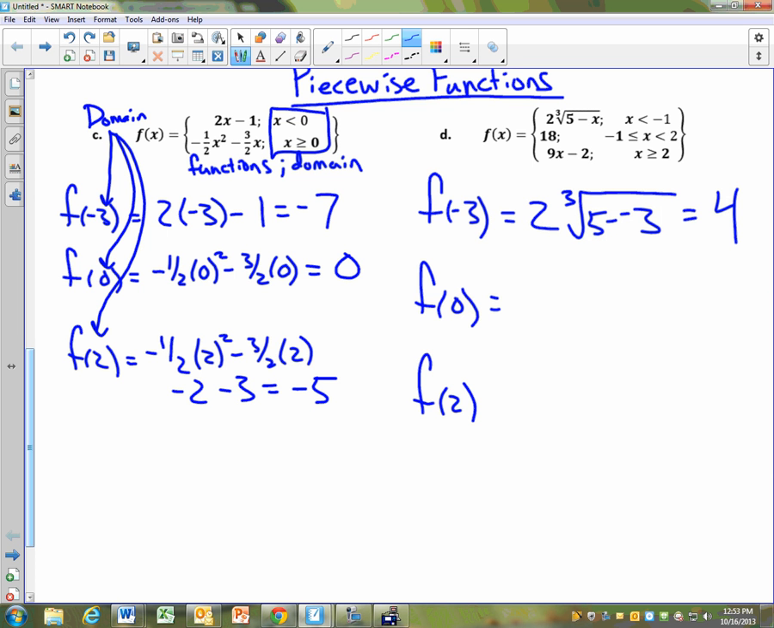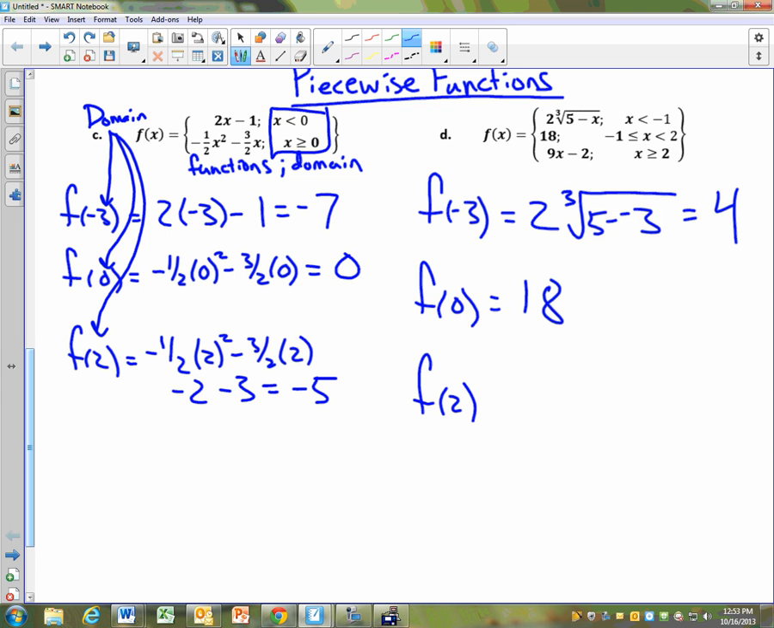F of 0. Do I use the first one, second one, or third one? Second one. Is there anywhere you can plug the 0 into? The function always has a value of 18. It's like a horizontal line that goes through 18. So it doesn't matter what you plug in for the domain, you always get a result of 18. We have nowhere we can plug it in. So that's what it is.